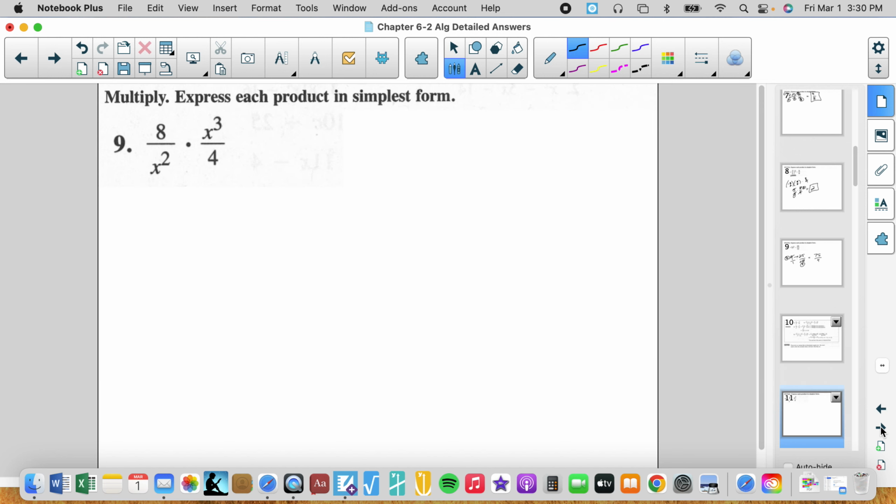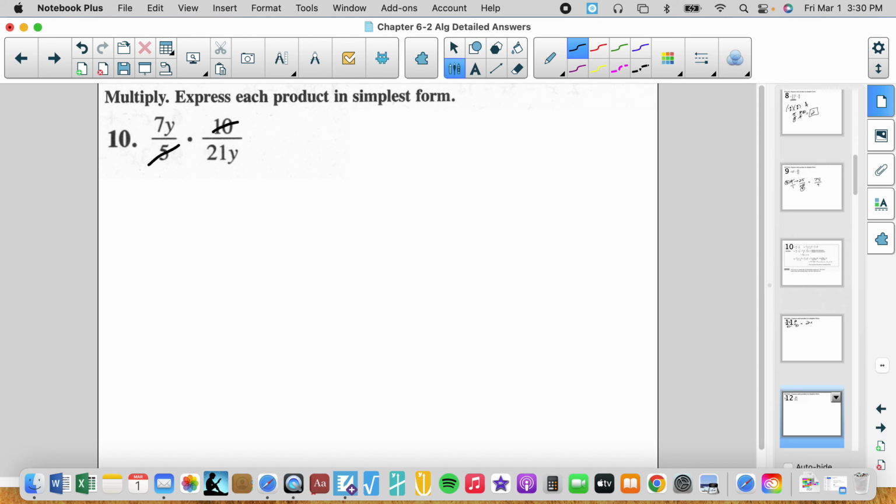Now we'll introduce variables, and so we have x squared will go into 2 of those, and 4 goes into 8 2 times, so we're left with 2x.